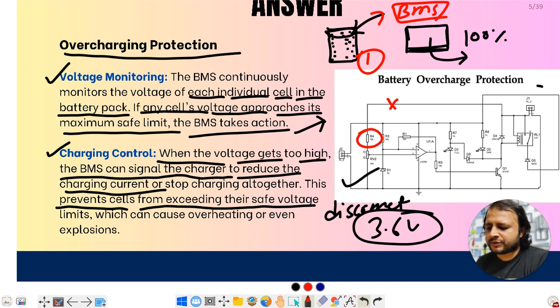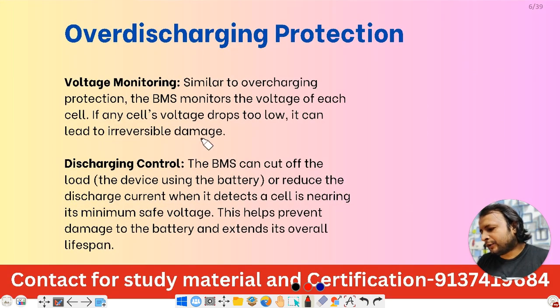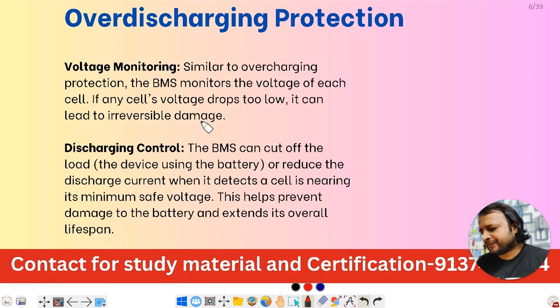Okay, suppose this one is one cell, so the BMS disconnects it from getting charged. In this way it is protecting from overcharging conditions. Okay, let's move ahead to over discharging protection.